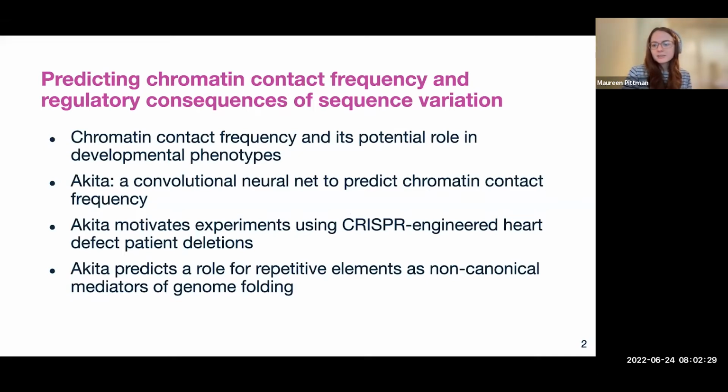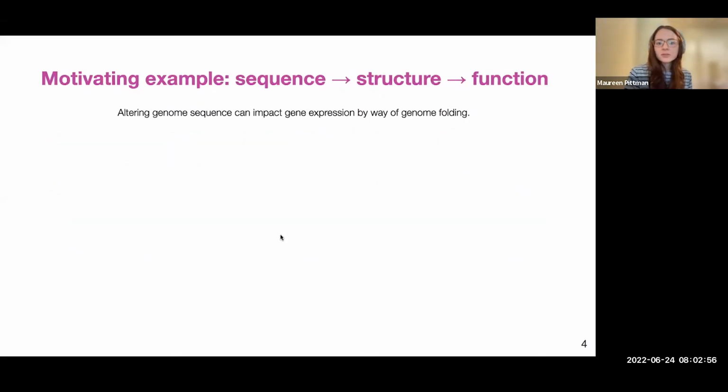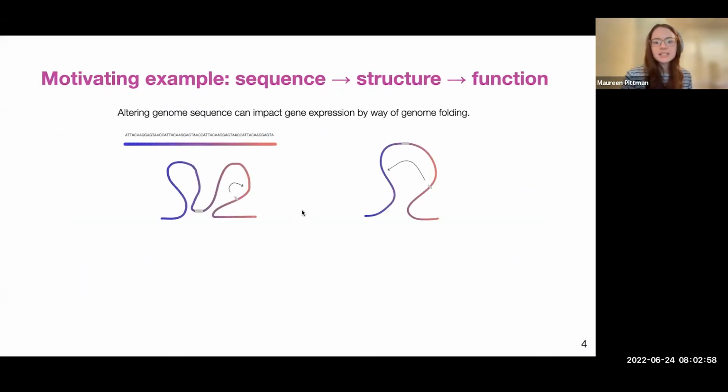The topic of our talk today is about using tools to predict chromatin contact frequency and how we're using that in our lab to predict regulatory consequences of sequence variation in disease, as well as understanding underlying mechanisms and mediators of genome folding. So first, just a review of chromatin contact frequency and its importance in development, especially.